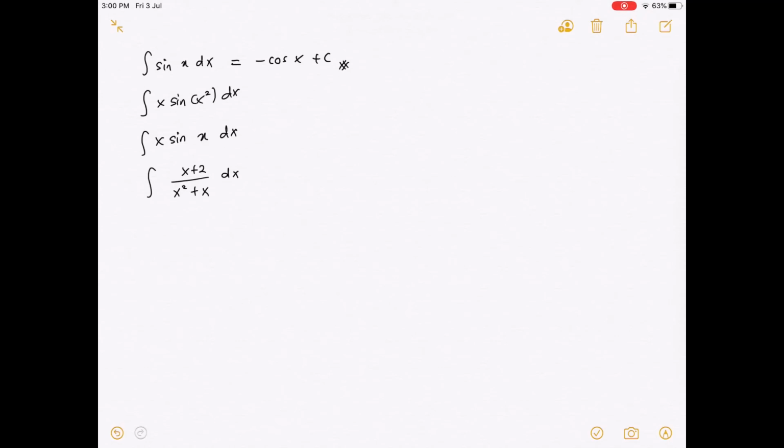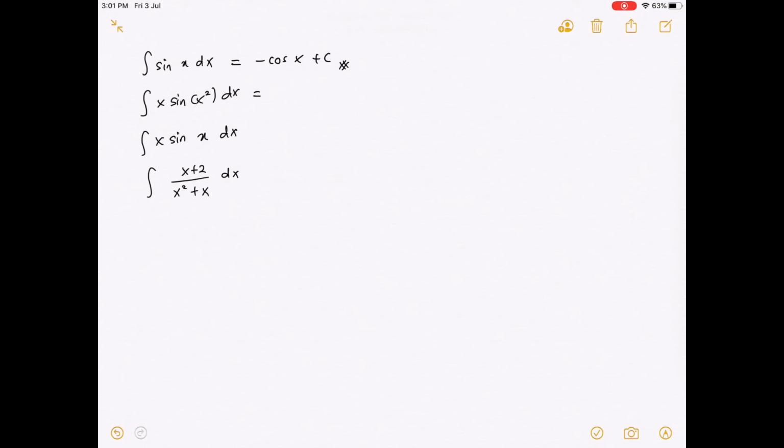Okay, second one, you have integration of x sine x squared dx. So this is a product of two different functions, which are the x, algebraic, and sine x squared, which is the trigo. However, you don't use by parts to solve this one. Why? Because you have sine x squared. You just use a substitution technique.